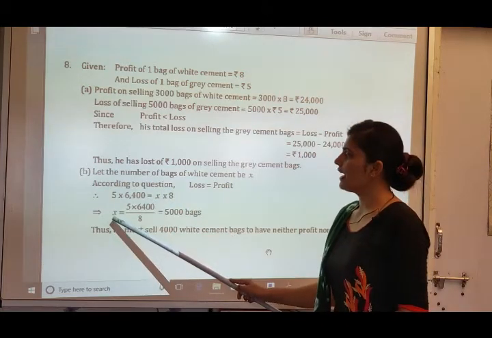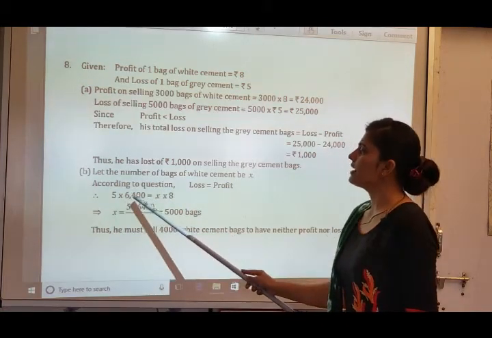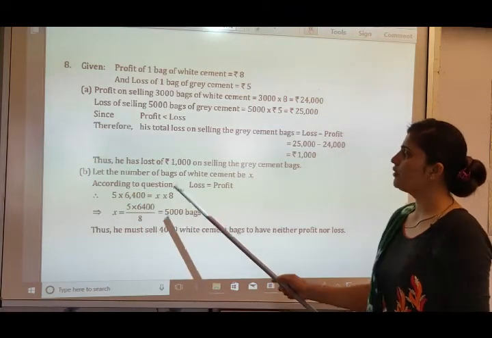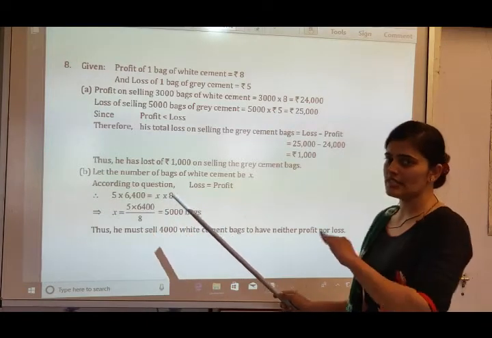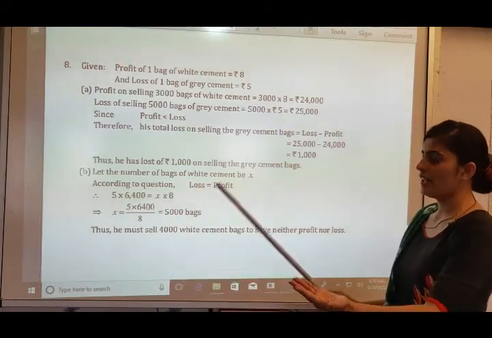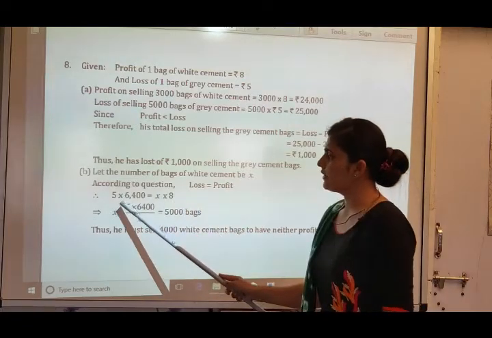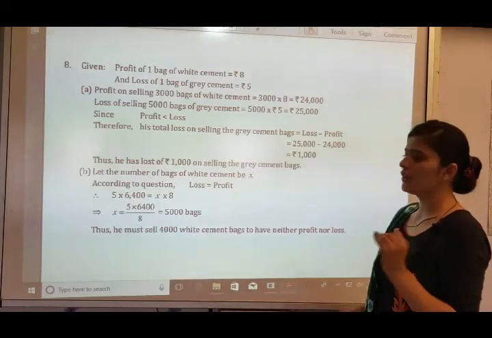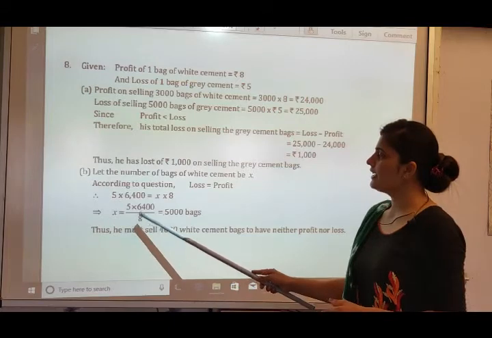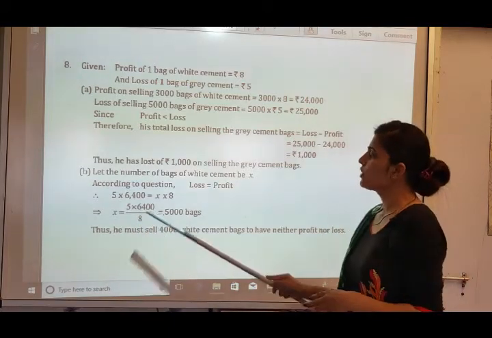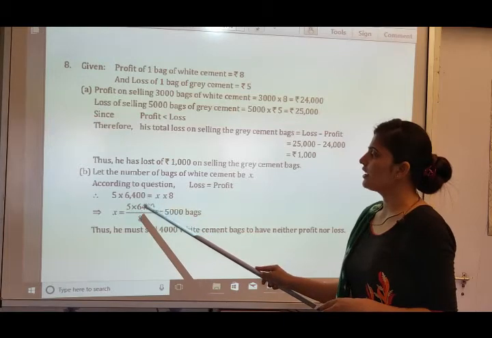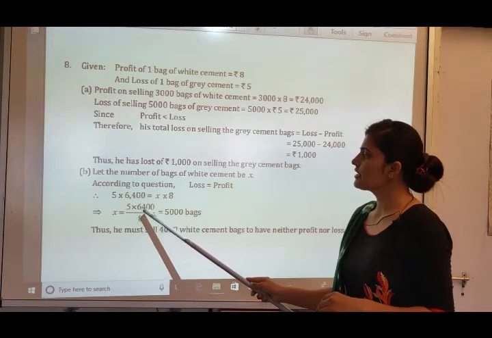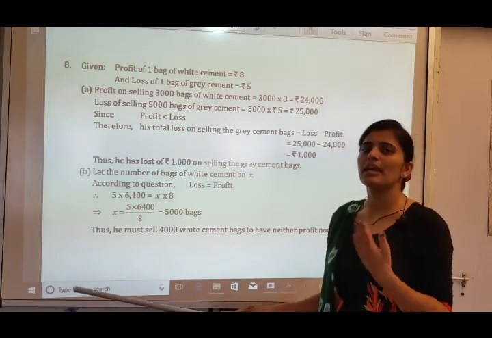Now here X we will write down over here. Now 5 multiplied by 6,400, then we will write down as a numerator. Now in the denominator we only need X. Here 8 we don't need on this side. We need it on this side. So 8 we will put over here and it will be in the denominator. So divided by 8. Now we will go for the cancellation. Here you can see 8 and 64. 8 eights are 64. So 8 will be cancelled out and here we can write down 800.